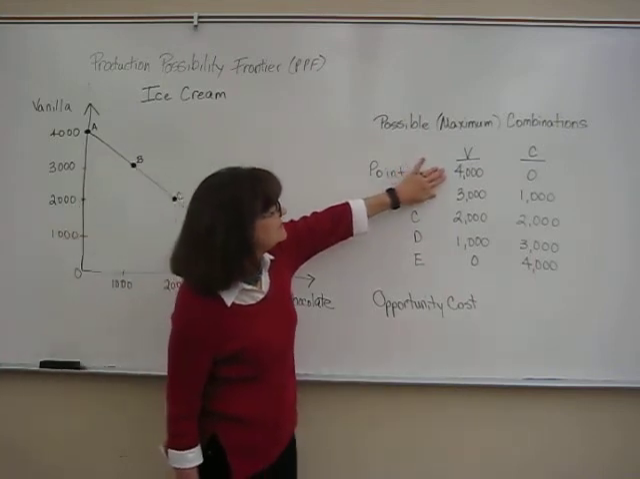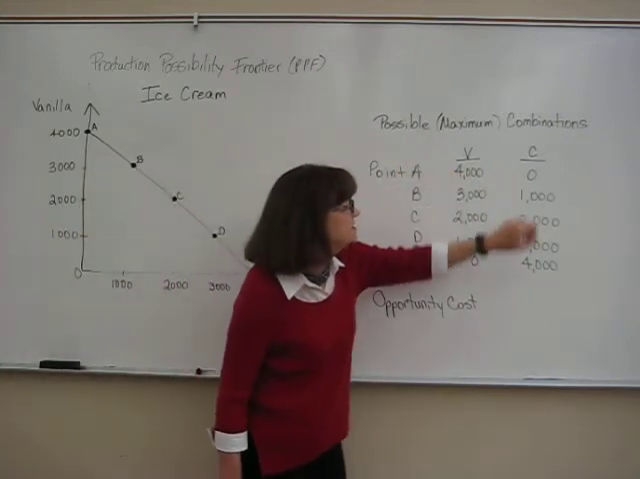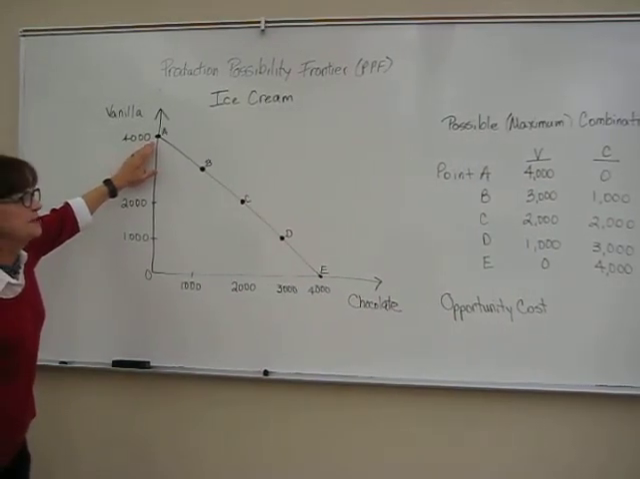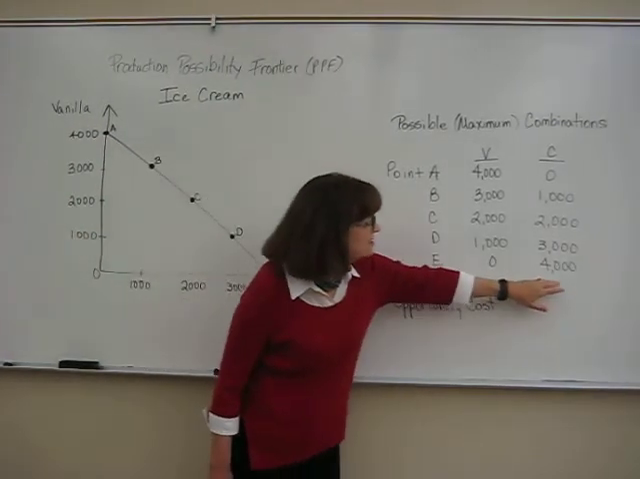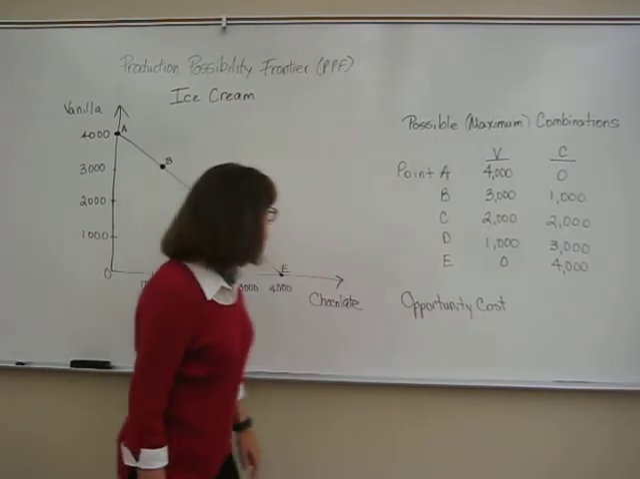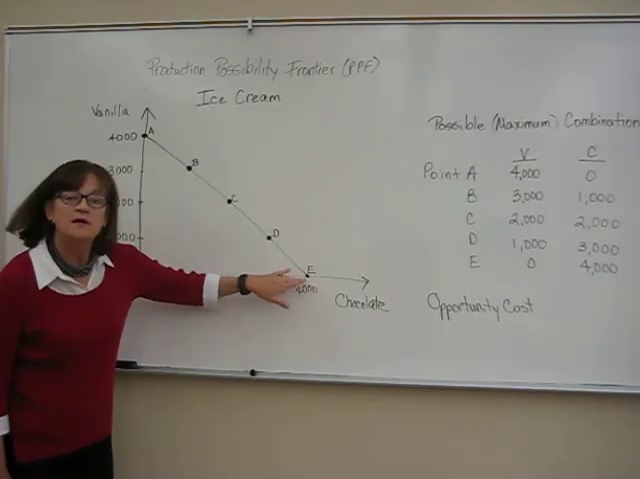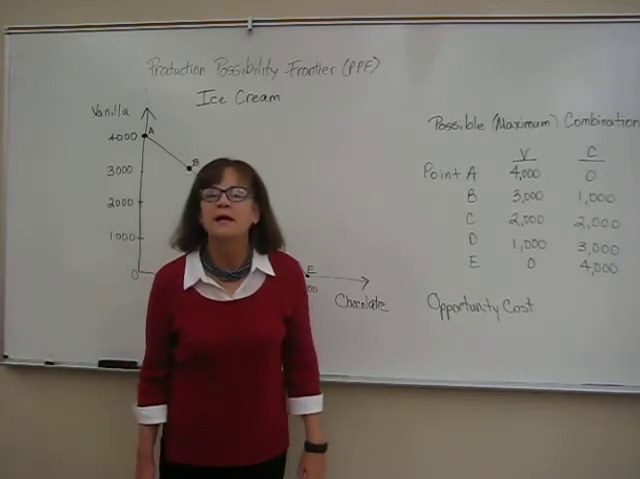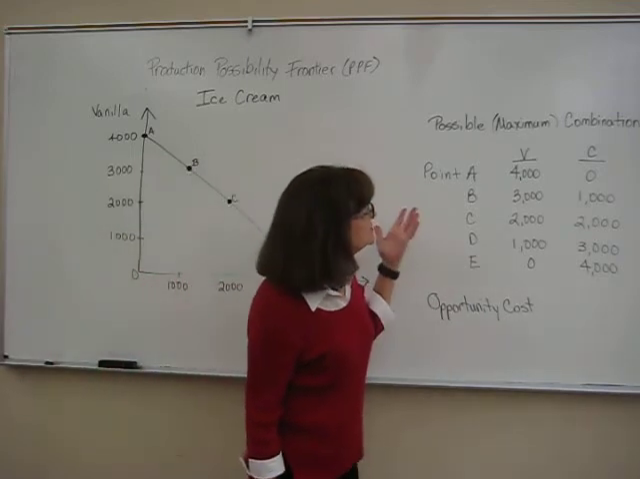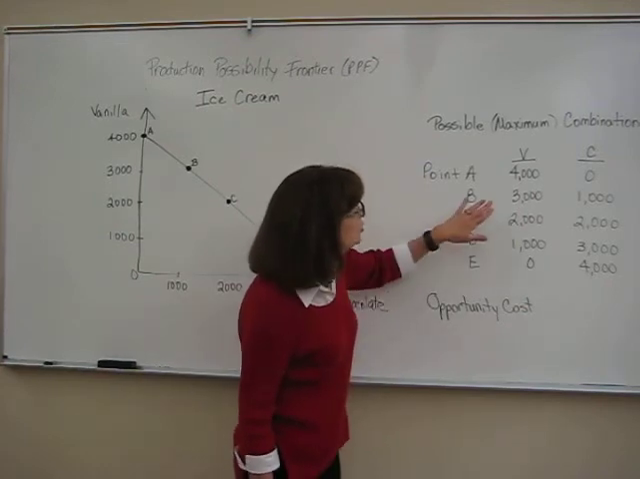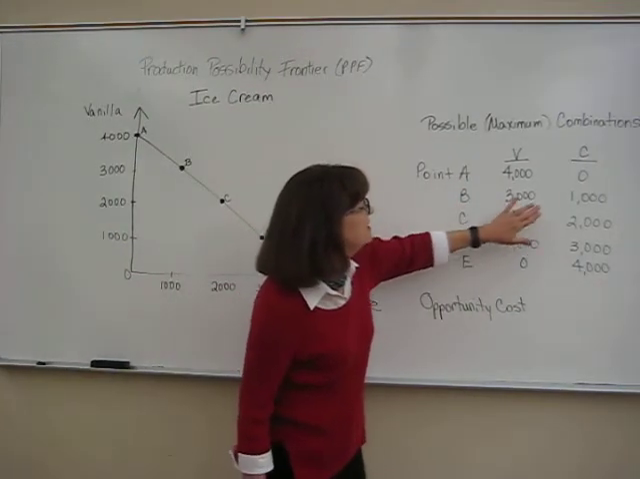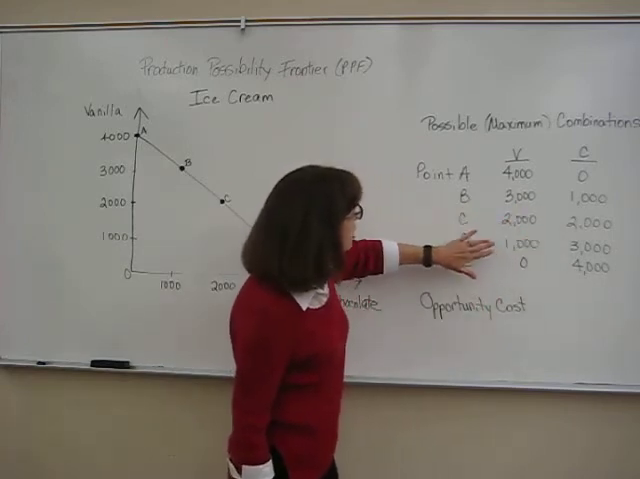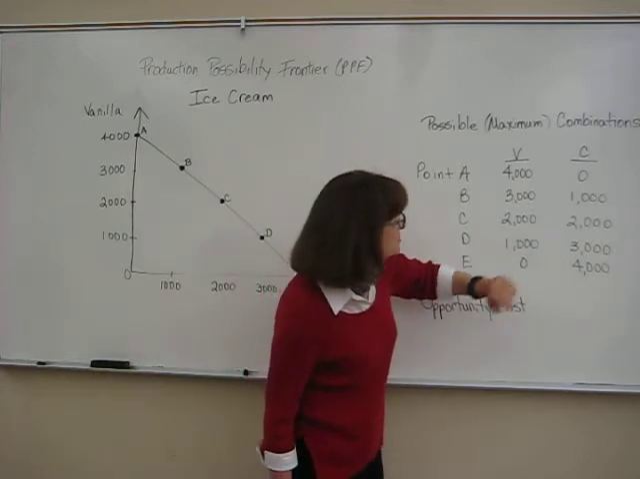They can produce 4,000 gallons of vanilla and no chocolate, which would be the vertical intercept of the production possibility frontier. They can produce 4,000 gallons of chocolate and no vanilla, which would be the horizontal intercept of the production possibility frontier. Or they could choose to produce some vanilla and some chocolate. Examples of combinations which they could produce would be 3,000 gallons of vanilla and 1,000 gallons of chocolate, 2,000 gallons of vanilla and 2,000 of chocolate, and 1,000 vanilla and 3,000 chocolate.